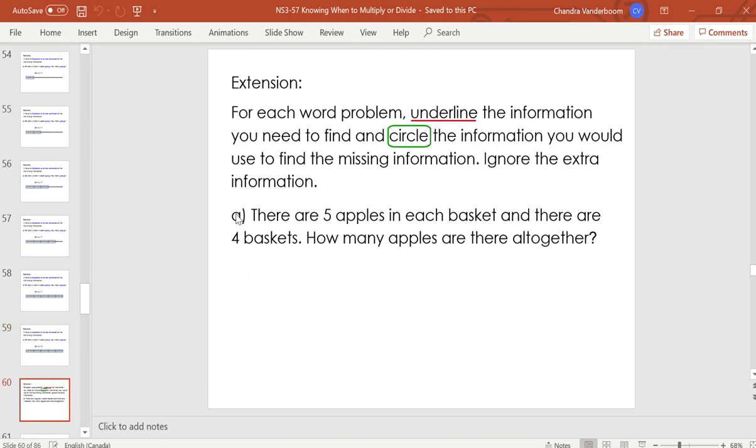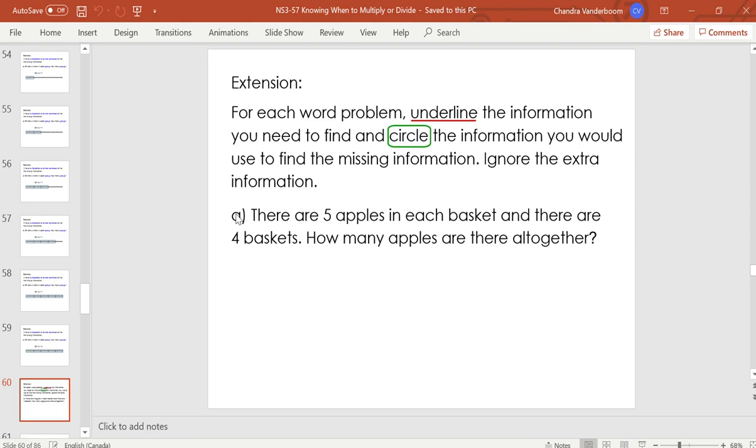When we're reading a question, we need to know what we have to figure out. So just to help us to see what information we have and what information we need, in these next few questions, for each word problem, underline with red the information that you need to find and circle with green the information you would use to find the missing information. So the information you got, you circle it in green. The information you need, you underline in red. Ignore the extra information if there is any. Sometimes there is, sometimes there isn't.